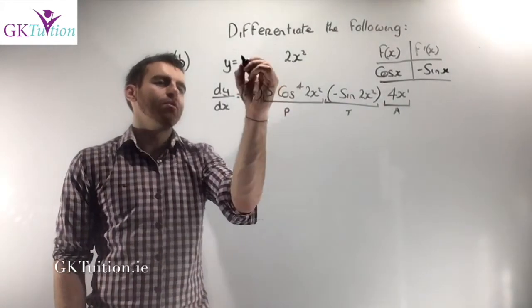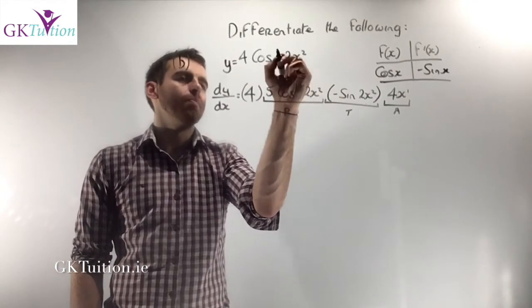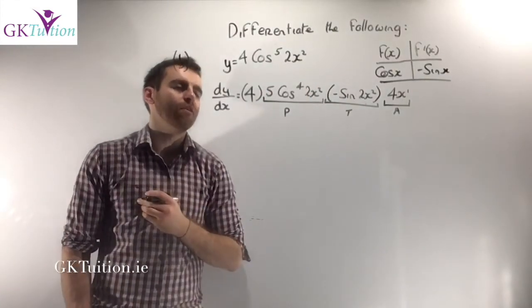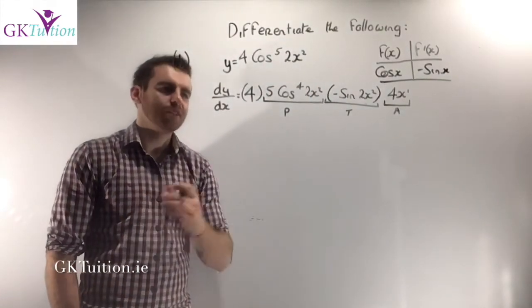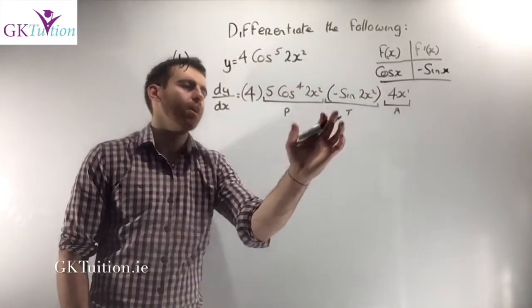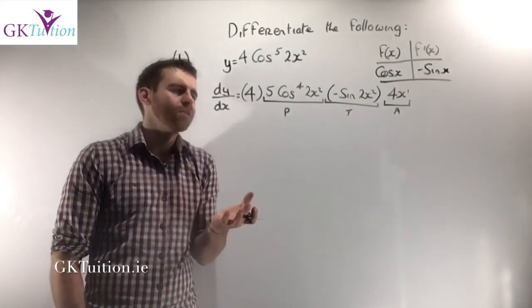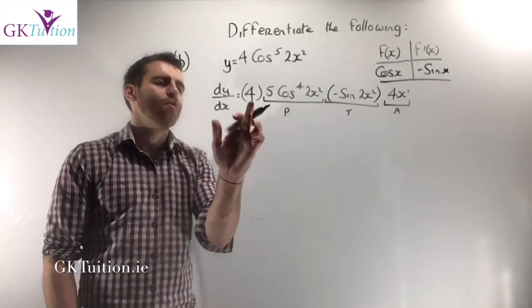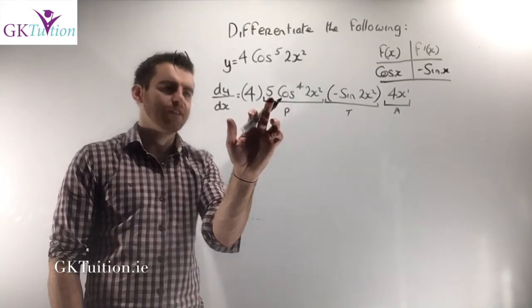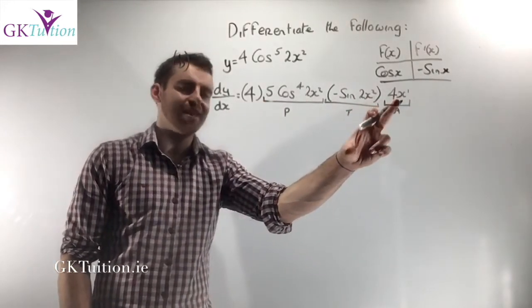Now obviously I shouldn't have actually crossed these out. It's just easier to imagine what's going on. So I had 4 cos to the power of 5 2x squared. That has become 4 by 5 cos to the power of 4 2x squared by minus sine 2x squared by 4x. So obviously we can simplify this a little bit. 4 multiplied by 5 is 20. And then 20 multiplied by 4x is 80x.